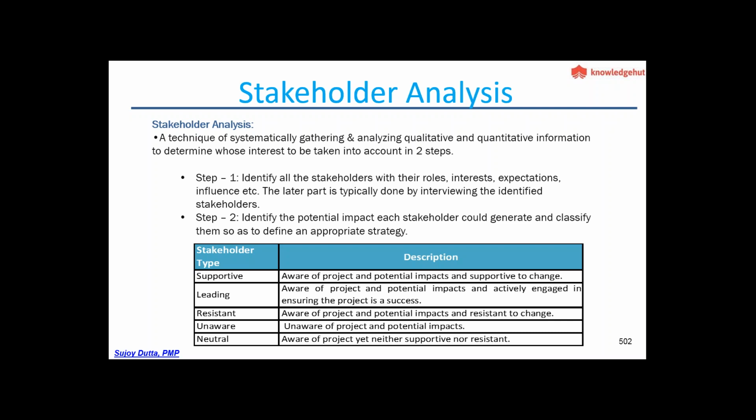Stakeholder type is supportive, and who is a supportive one? The one who is aware of the project and potential impacts and is supportive of change. Then there are stakeholders who are leading. They are aware of the project and potential impacts and actively engaged in ensuring the project is a success. Then resistant: aware of the project and potential impacts and resistant to change. Unaware: unaware of the project and potential impact. Neutral: aware of the project but neither supportive nor resistant. So these are the kinds of stakeholders.